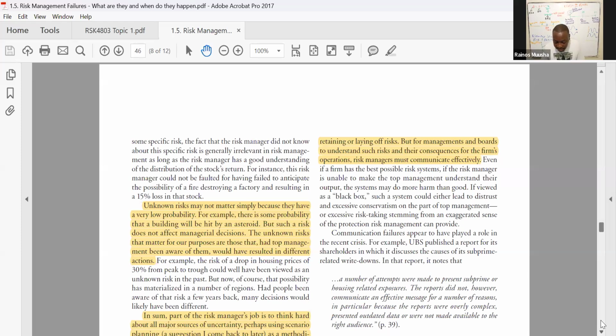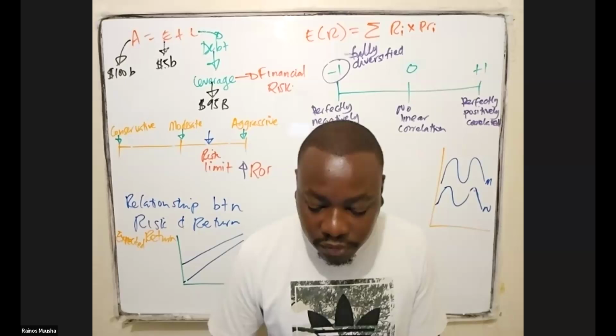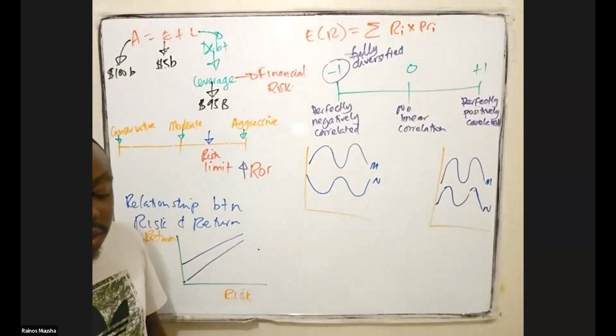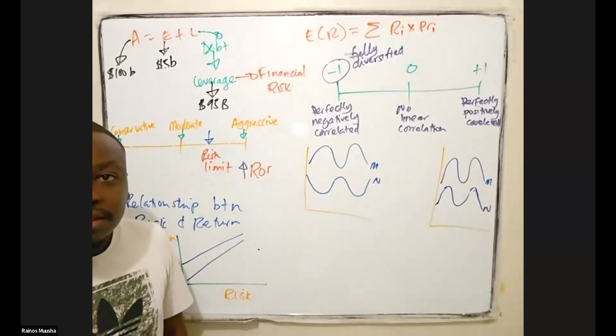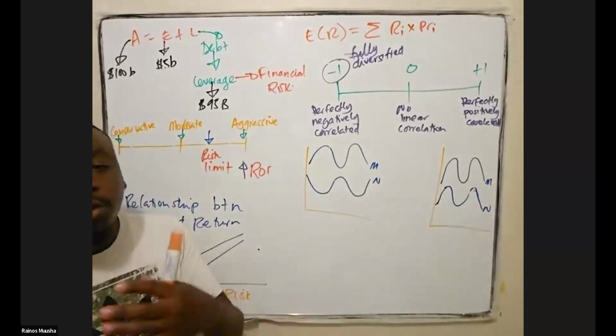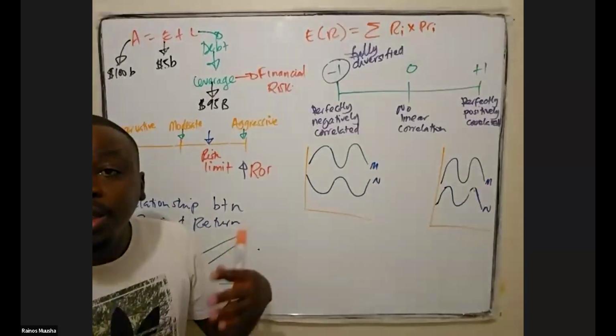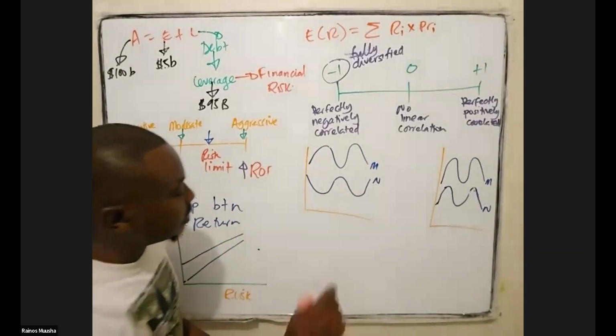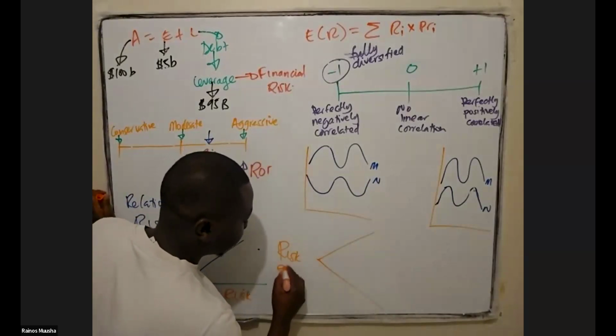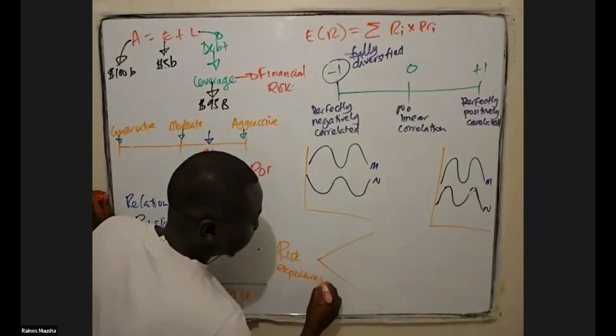But for managers and boards to understand such risks, their consequences for the firm's operations, risk managers must communicate effectively. So which means we are saying the risk manager must identify, evaluate, and communicate these risk exposures to the board and top management, right? So which means the board and top management now, when it comes to these risk exposures, they have two options.